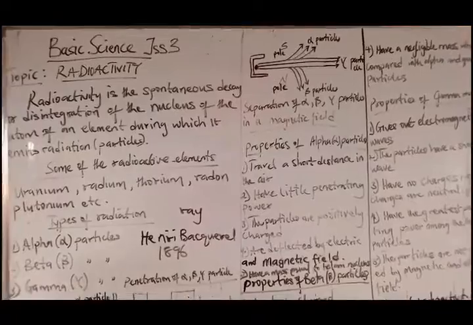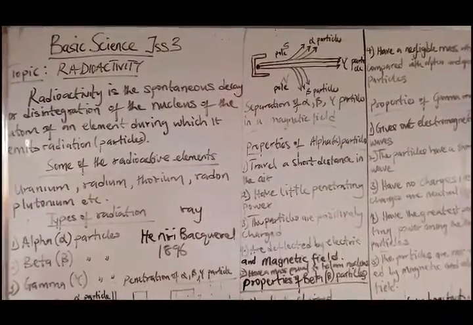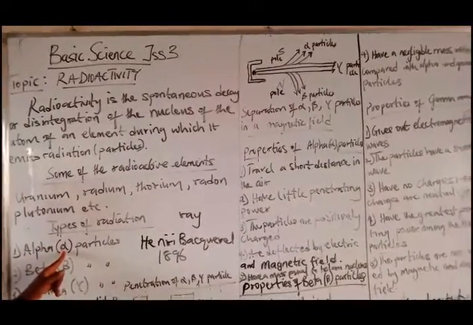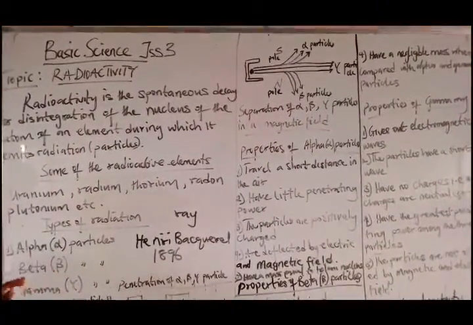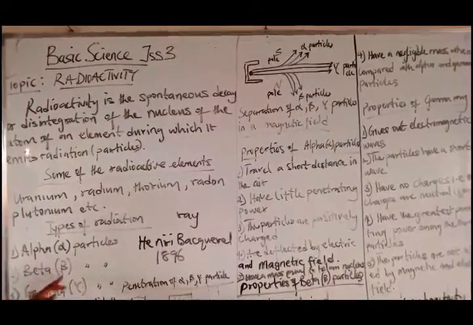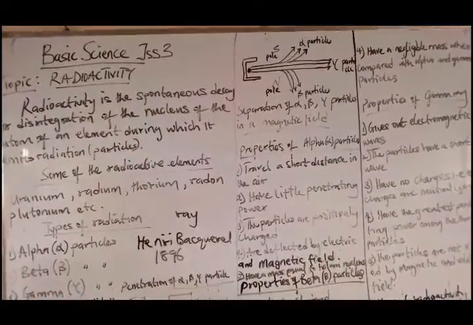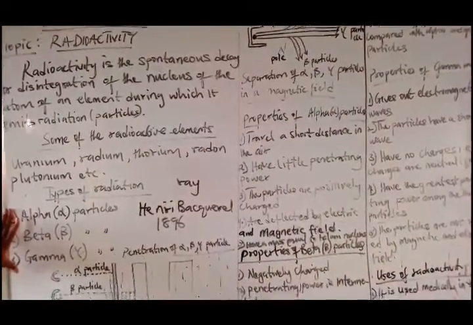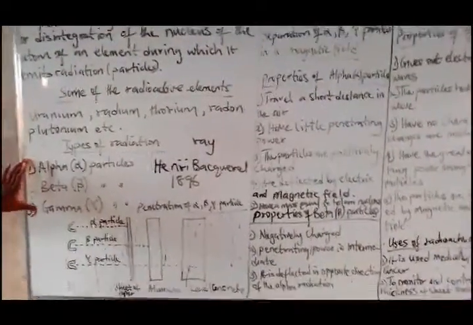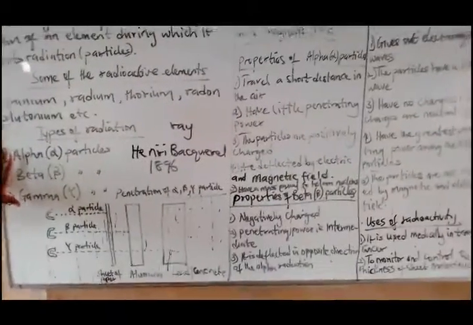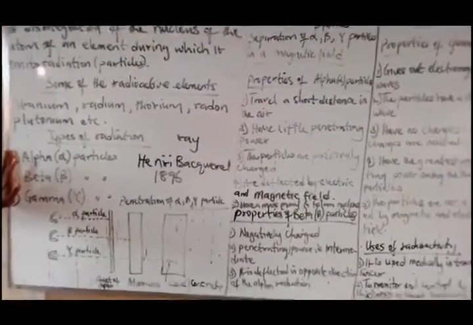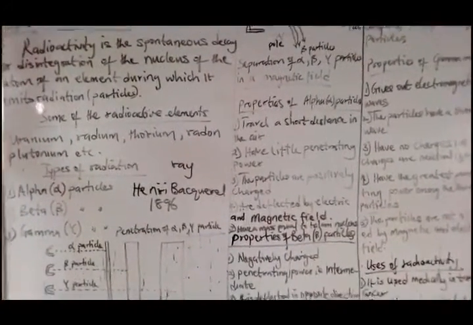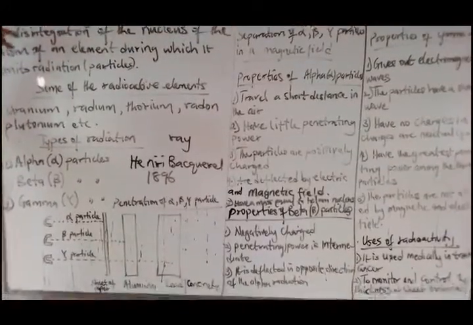Then the radiation emitted is of 3 types. We have the alpha, represented by this symbol. Then we have beta, represented by the symbol B. Then we have gamma. These are the 3 particles that are usually emitted by radioactive elements. Remember that radioactive elements are those elements that are able to decay to emit radiation.